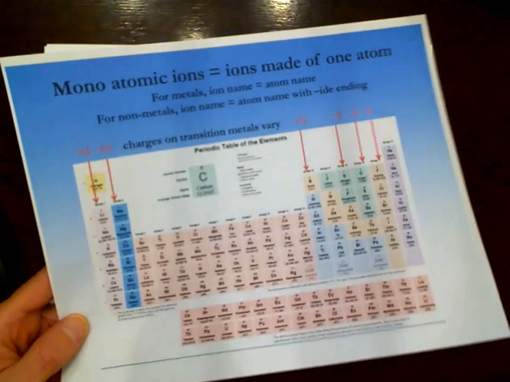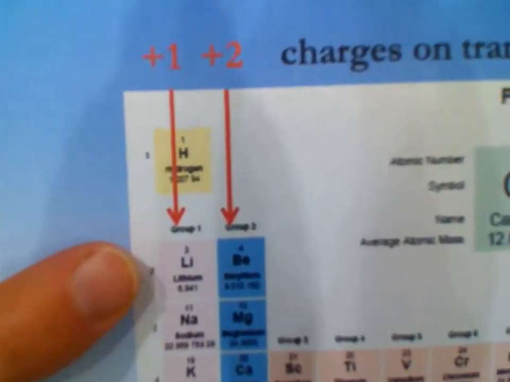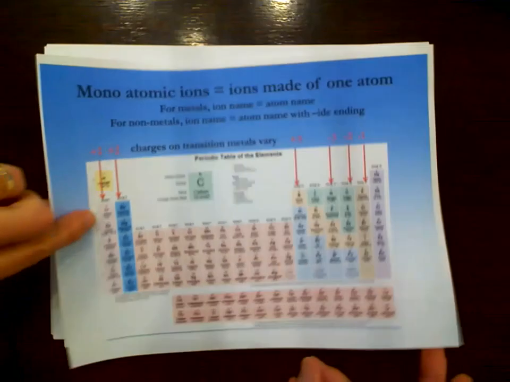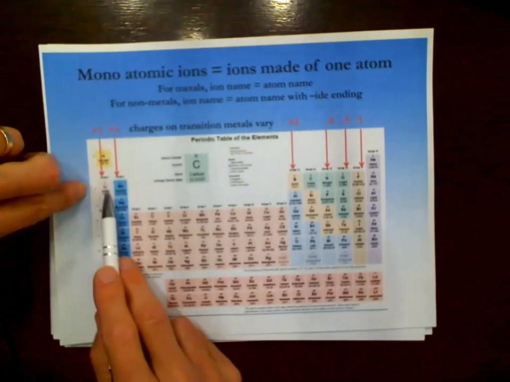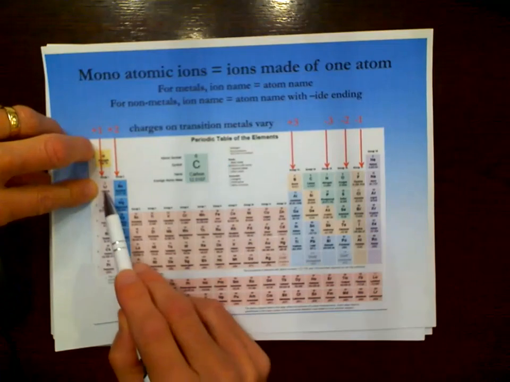So I get my periodic table out, and I notice that lithium is going to be in that first column on the periodic table. And if it wants to gain the number of electrons as a noble gas, it's got to actually go from 3 to 2.